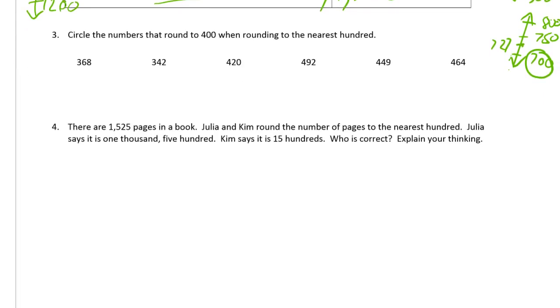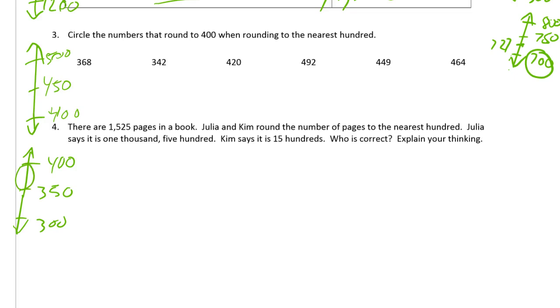Circle two numbers that round to 400 when rounding to the nearest hundred. I'm not going to do every single one of these on a number line because this video is getting too long as it is. We're rounding to the nearest hundred, so we're looking for something that could be between 400 and 500, with 450 in the middle, or between 300 and 400, with 350 in the middle. So it's either between 350 and 400 or between 400 and 449, because if it's 450, it's going to go up to 500.